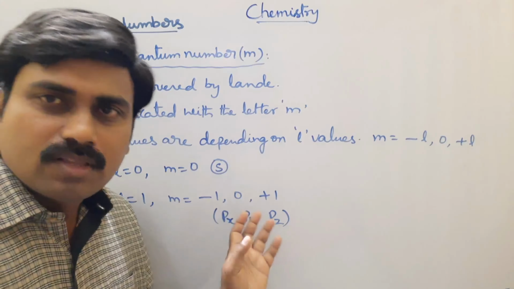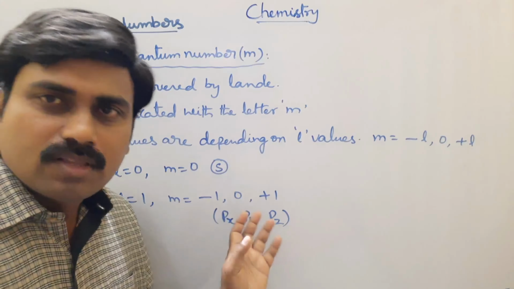Suppose if L equal to 2, m has 5 values: minus 2, minus 1, 0, plus 1 and plus 2. Correspondingly 5 d orbitals are there: dxy, dyz, dzx, dx square minus y square, and dz square. Here also all 5 are degenerate orbitals. That's why these values are not fixed for the orbital; they are interchanged among the degenerate d orbitals.